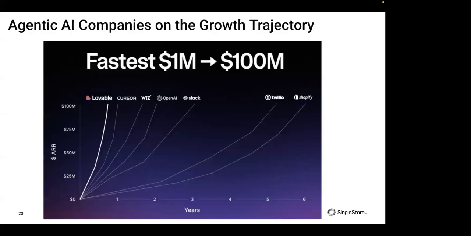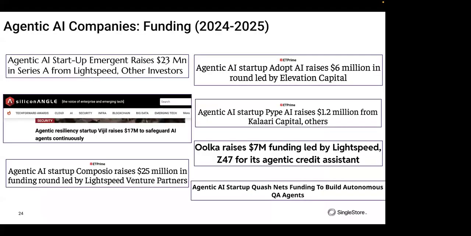When it comes to agentic AI companies on the growth trajectory, you can see Lovable. I think most of us might have already used Lovable. It is one of the fastest growing agentic AI companies, which grew from 1 million to 100 million ARR in just, I think, 10 months. After that, you can see Cursor, Wiz, OpenAI, Slack, Twilio, and Shopify coming up. And this is some of the funding news from 2024 to 2025, right?